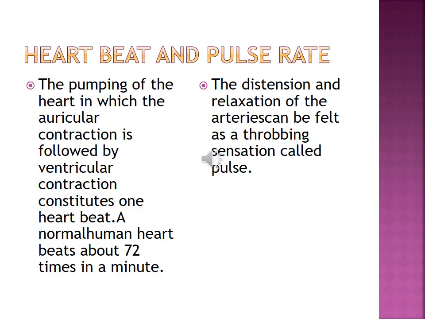Beat and pulse rate. The pumping of the heart, you know that the heart pumps blood, in which the auricle contraction is followed by the ventricular contraction. When the atrium contracts, blood goes into the ventricle, then the ventricle contracts. This contraction combined makes one heartbeat. A normal human heart beats about 72 times in a minute. In 1 minute, 72 times.